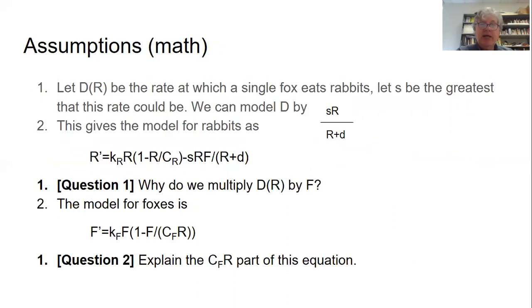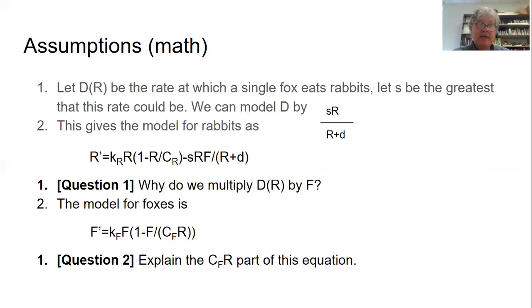So let D be the rate at which a single fox eats rabbits, and let S be that saturation rate. That is, if a fox could have as many rabbits as it wanted, that is going to be S. That's going to be the rate at which it's going to eat those rabbits. And so we model D by this fraction, SR divided by R plus D, but really you should think about it as S, the maximum rate, times R divided by R plus D. Now R divided by R plus D is just a proper fraction. It's going to be between 0 and 1. So when R is 0, that's going to be 0. And as R goes to infinity, R divided by R plus D goes to 1. And so that means the rate is going to go to S. Okay.